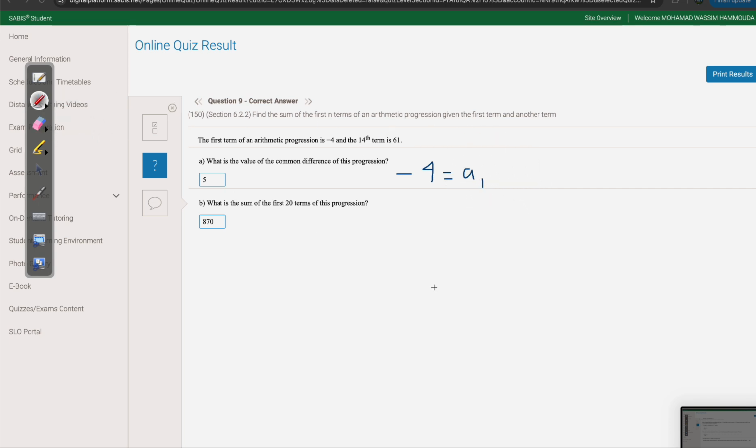So now they said the 14th term is 61. So 61 is equal to a1, which is negative 4. They literally said it. Plus n minus 1. N is 14, so plus 13d. You're gonna get that d is equal to 5. Done. And then they want the sum of the first 20 terms.